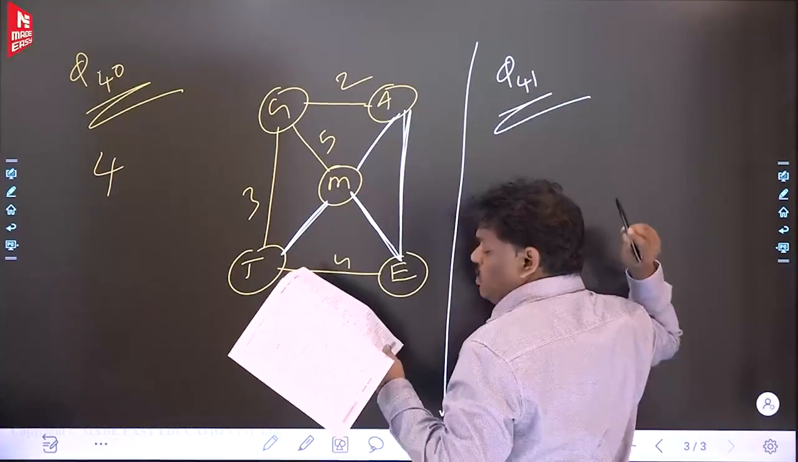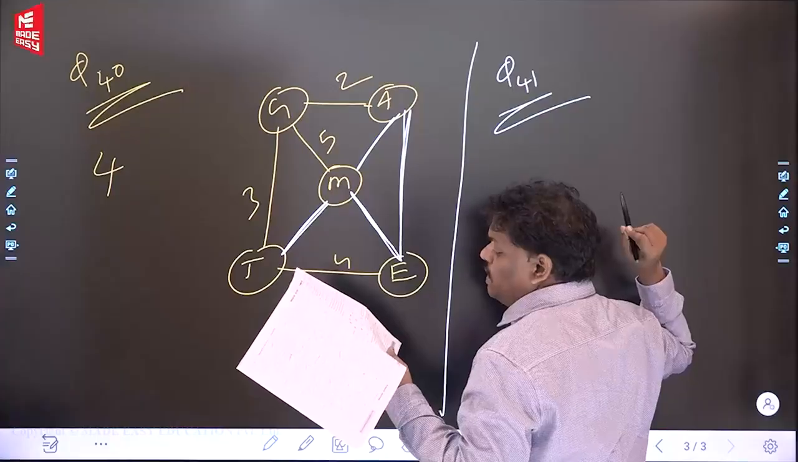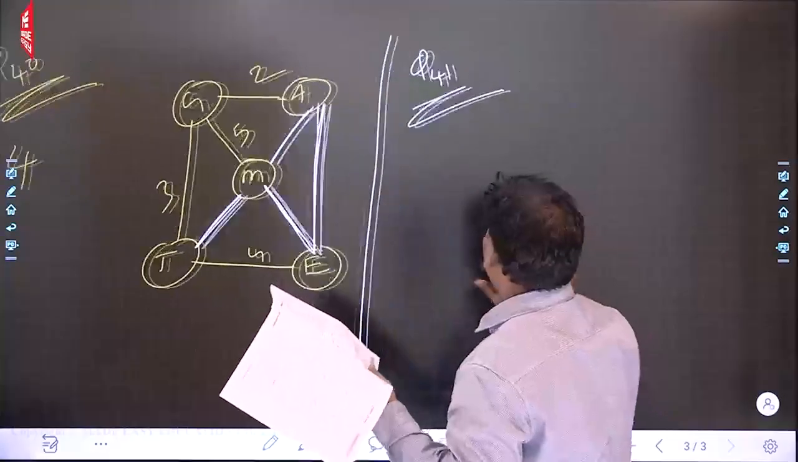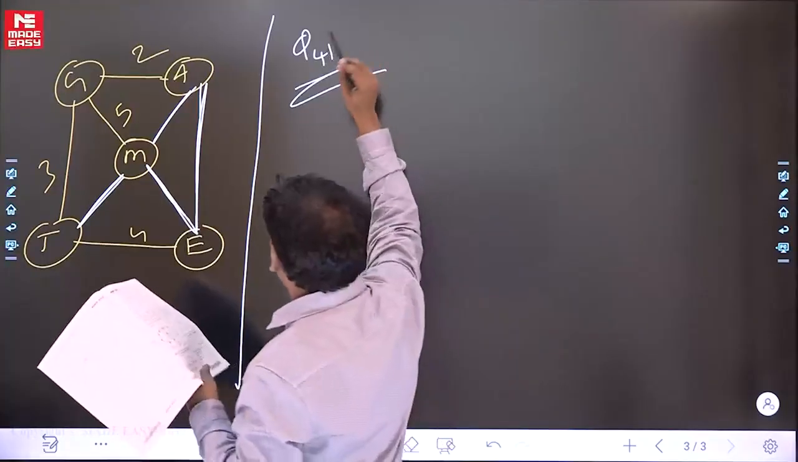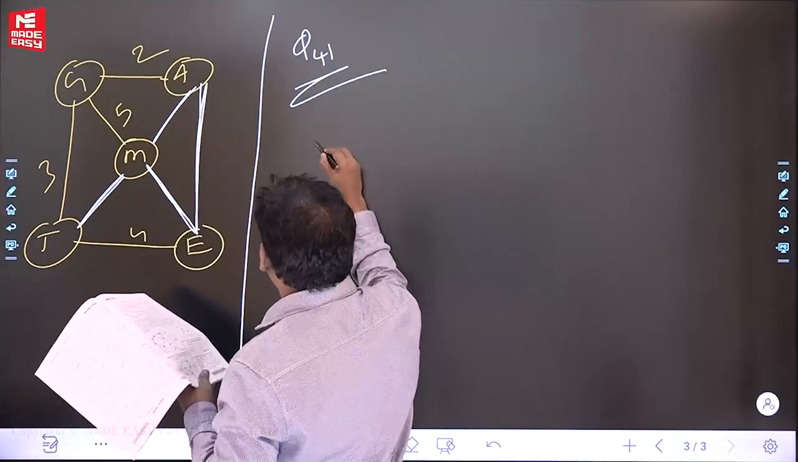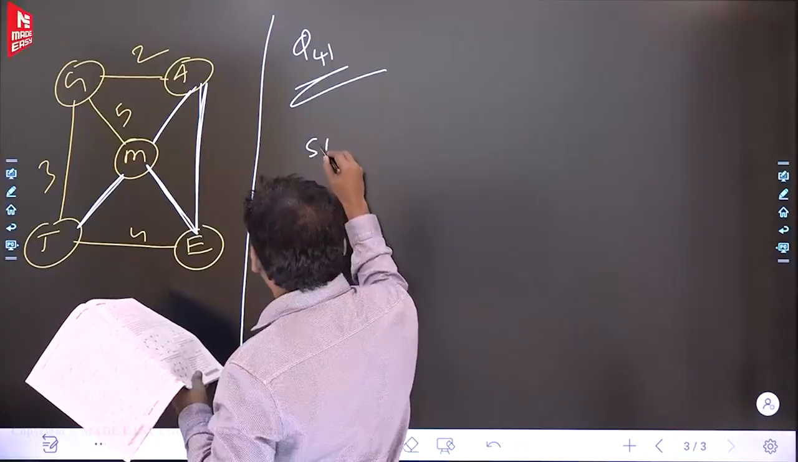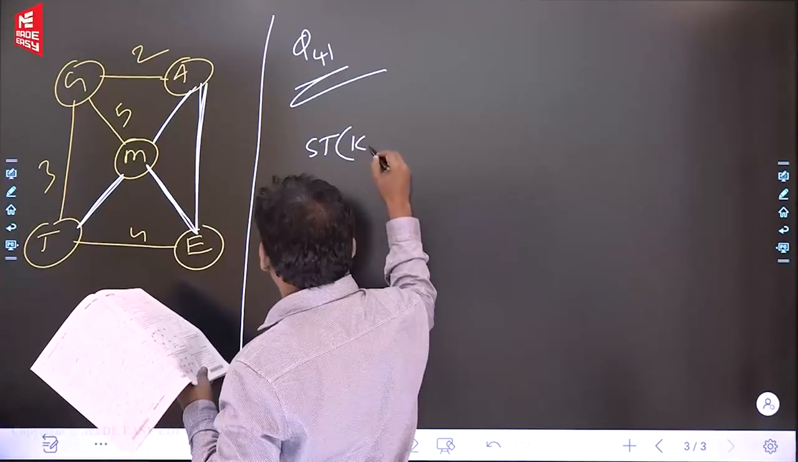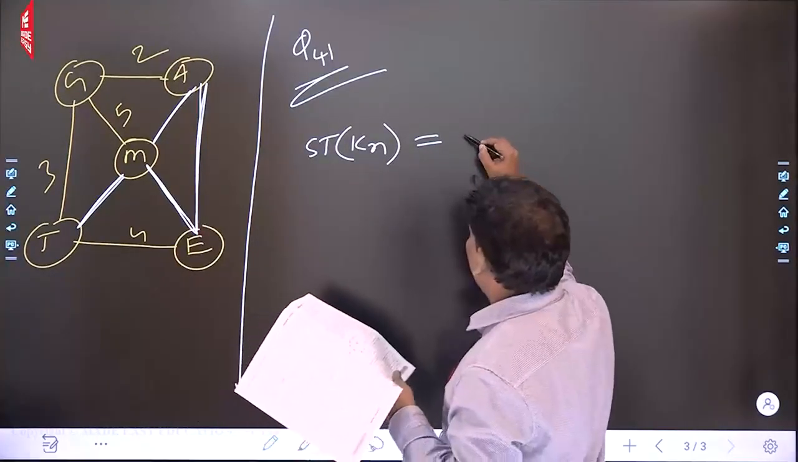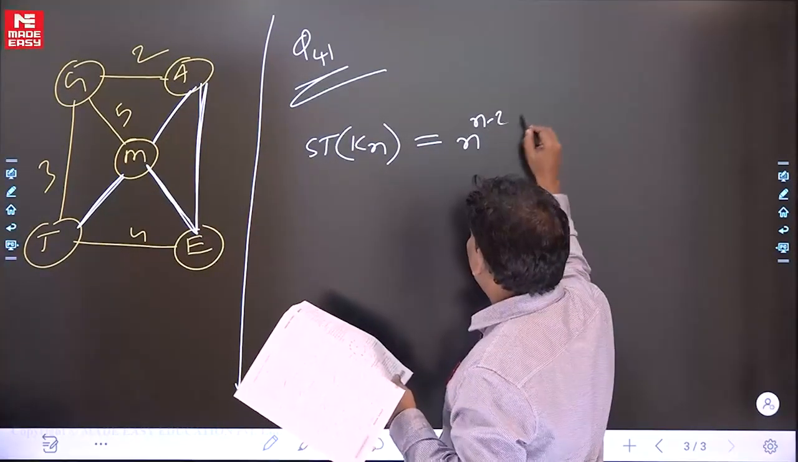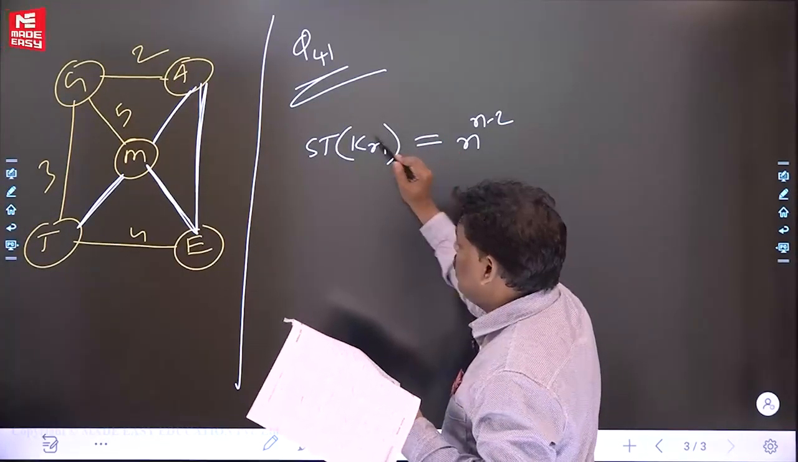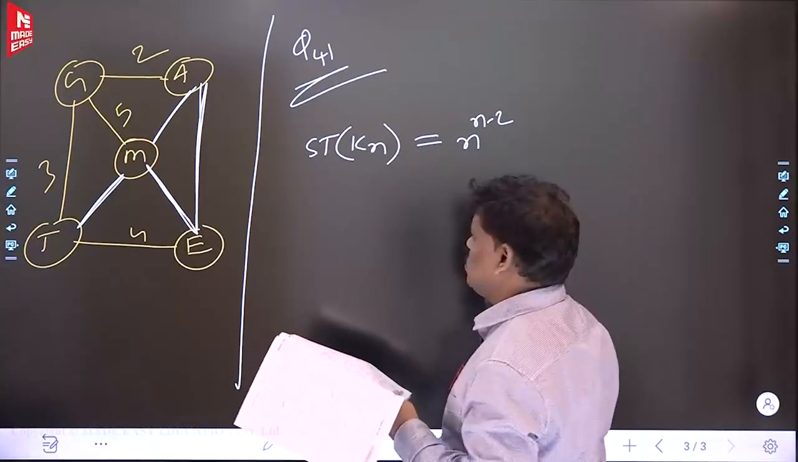Question number 41 is asking how many disjoint spanning trees are there in a complete graph with n vertices. Listen everyone now. See this one. The number of spanning trees in Kn is equal to what? The answer is n power n minus 2. What is the meaning of Kn? Complete graph with n vertices. The number of spanning trees is n power n minus 2.